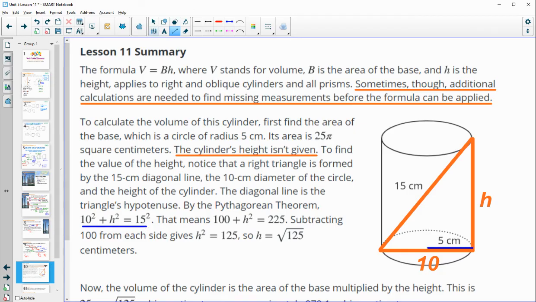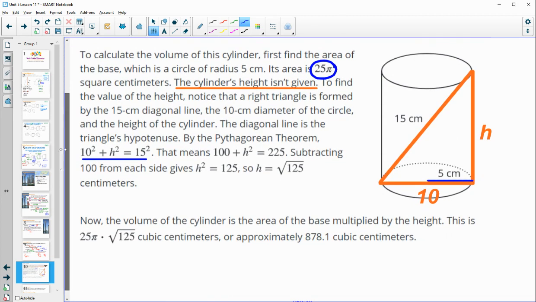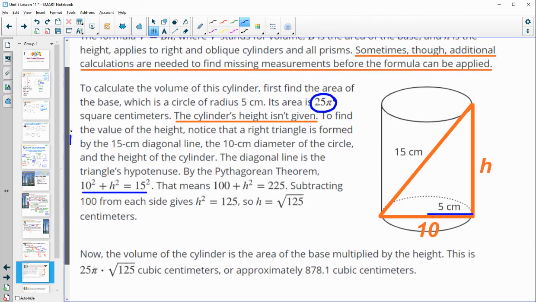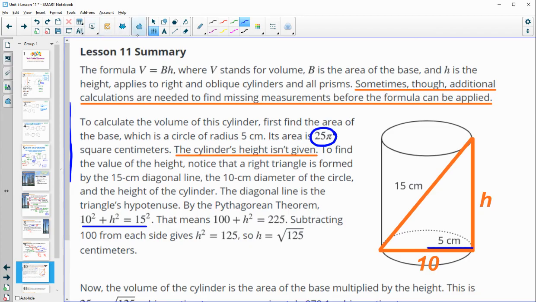Then you'd be able to calculate the volume because you've got the radius for the base. So you'd be able to do pi r squared, which they did for the area of the base. And once you've calculated the height, you could multiply by the height. So sometimes if you're missing a measurement, you're going to have to go back in your vault of things that you've learned to come up with the calculations necessary to get the area of the base times the height.